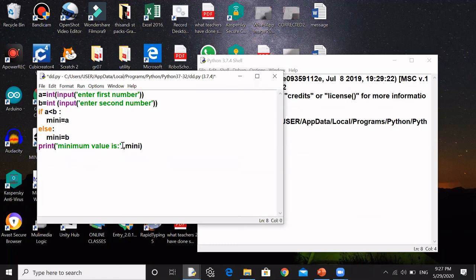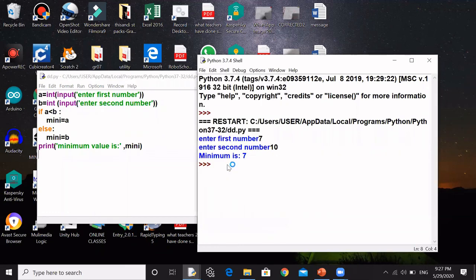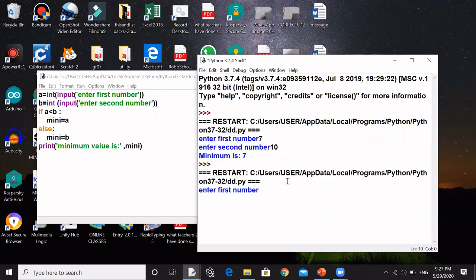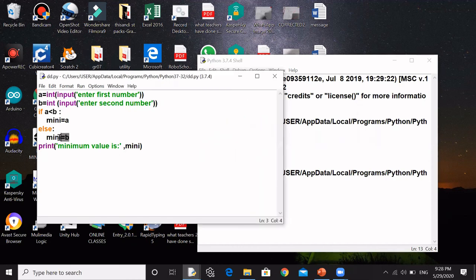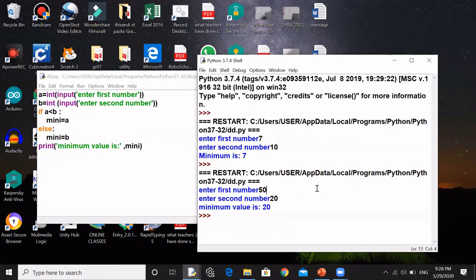Right? So that is very important. Now let's see the result. Okay. Enter first number 50, second number 20, minimum value is 20, right? So you can see when we input 50 here, 50 is assigned to A, 20 is assigned to B. 50 less than 20 is false. If it is false, then it executes only the else block. So 20 is assigned to mini, then print minimum value is 20, right? So that is very easy.